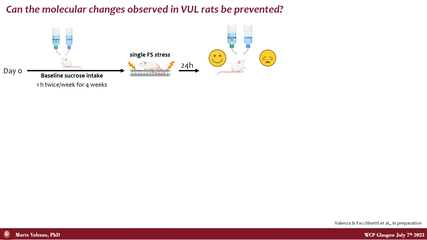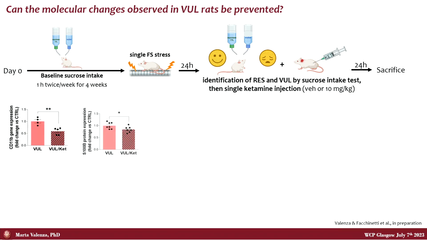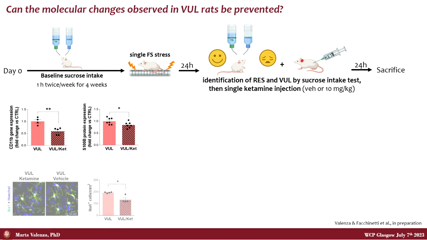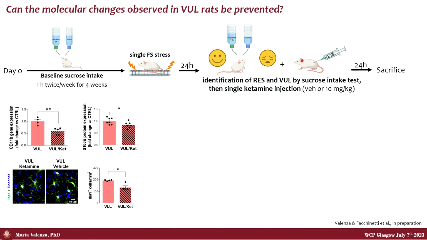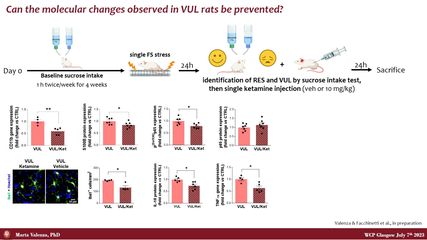So when we challenged rats 24 hours after stress with ketamine, a single injection of ketamine, and then we measured molecular alterations 24 hours after this challenge, in the vulnerable groups, we saw a downregulation of the markers that show reactivity of astrocytes and microglia, lower microglial cell density in the area, always the prefrontal cortex, and a lower expression of the active form of the NF-κB signaling, and a lower expression of cytokines.